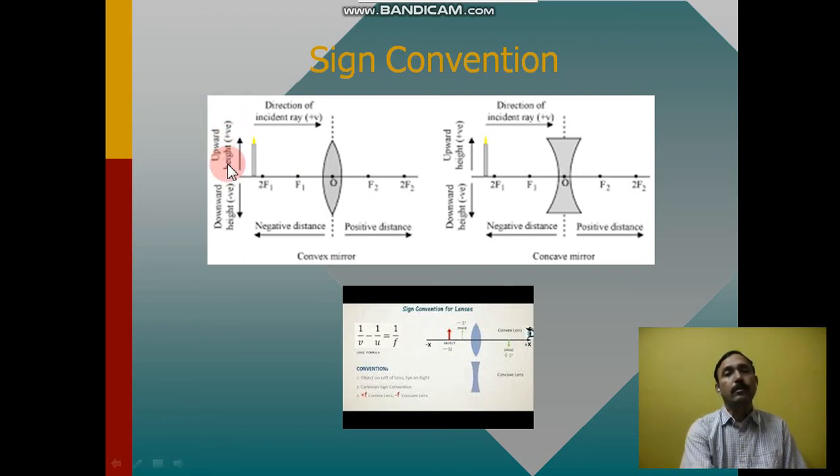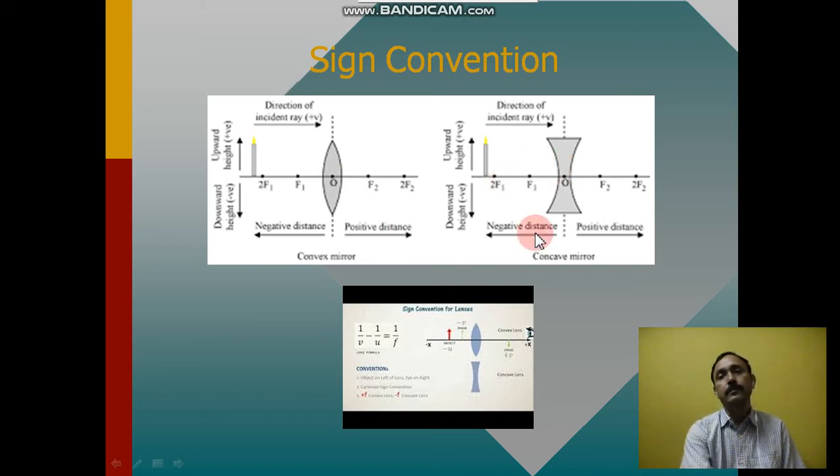Now when the object is upward, it is positive, downward means negative. The direction of the incident ray is the negative distance, and along the other direction it is the positive distance. This is for a diverging ray, and this is for a converging ray, or concave mirror or lens, anything. This is for a convex lens, this is for a concave lens.